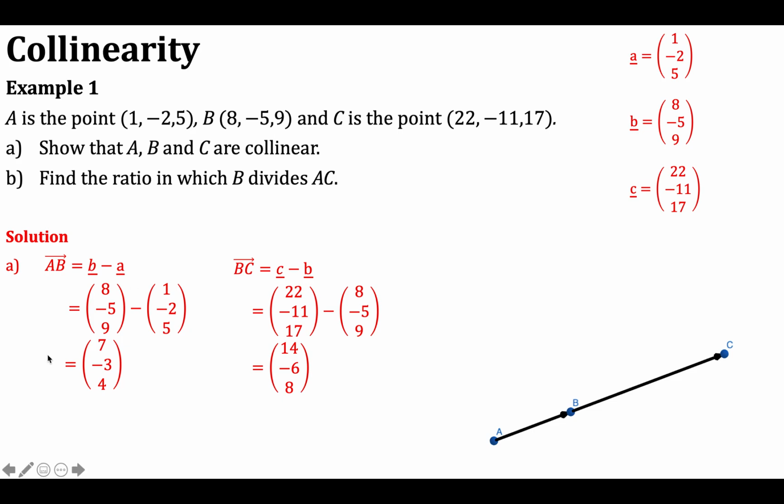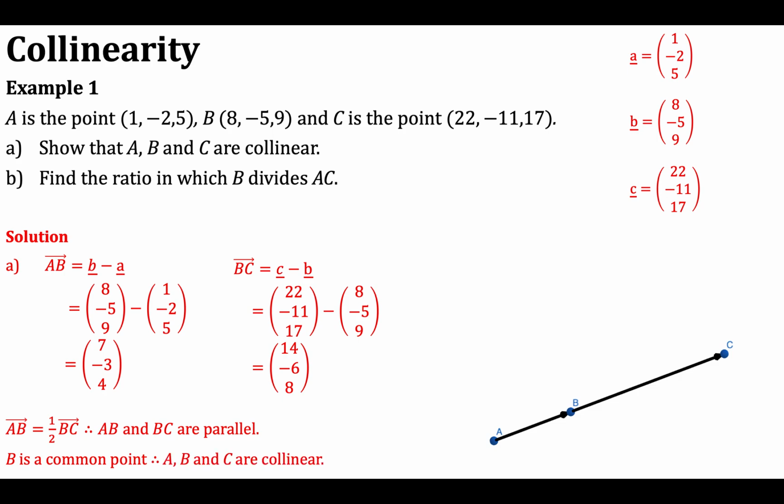I can see that vector AB is twice BC. Or I can express that in a different way: AB is a half of BC. Either way is acceptable for you to express that. So AB is equal to a half of vector BC, and that means that AB and BC are parallel. Since B is a common point, that then means that A, B and C are collinear.